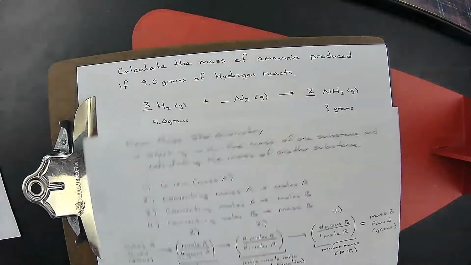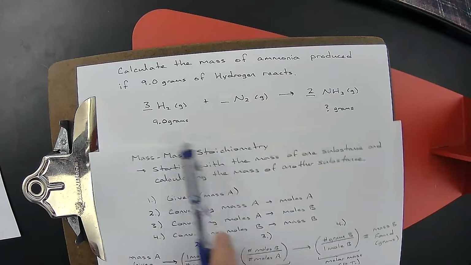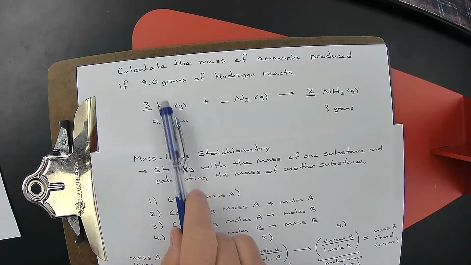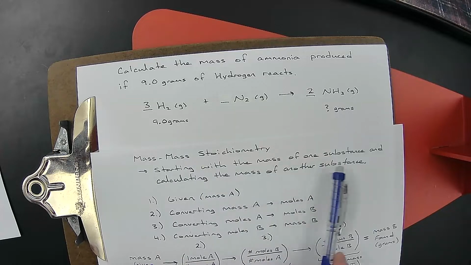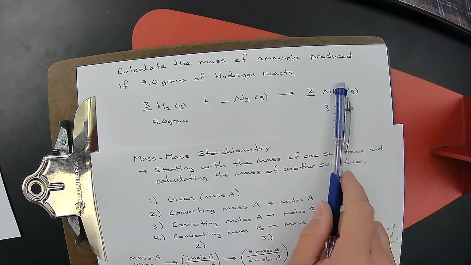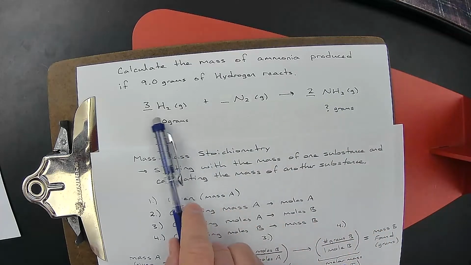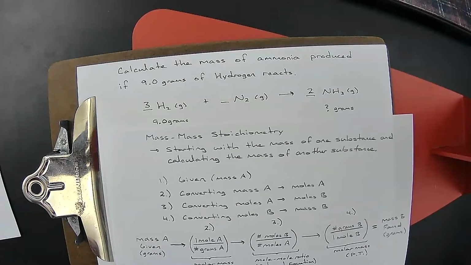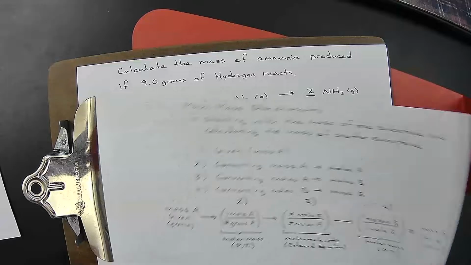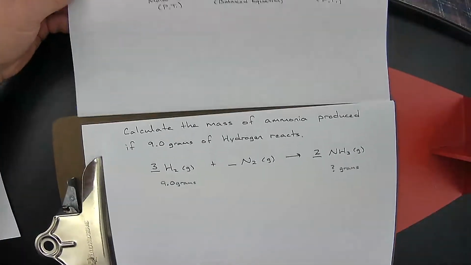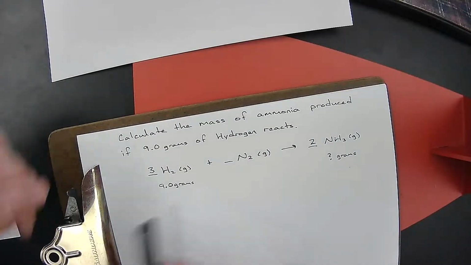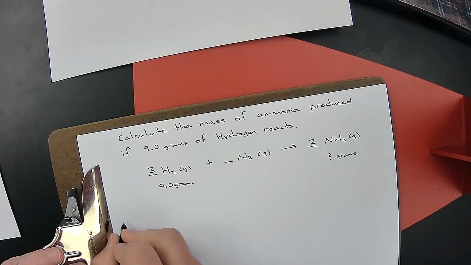So this is definitely a mass-to-mass stoichiometry. They're giving me the mass of one substance, hydrogen, and they're asking me for the mass of another substance. And I must use the balanced equation to go from one substance to another substance. So according to my map, the very first thing I'm going to do is write down what's given to me.